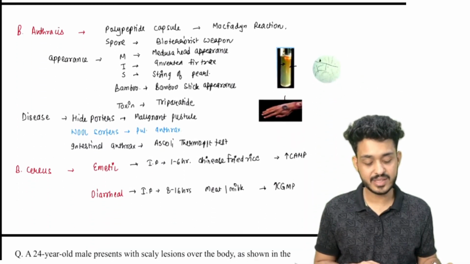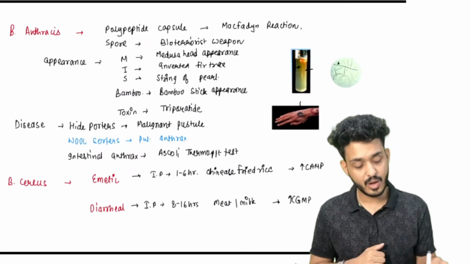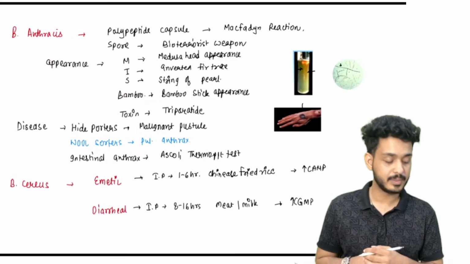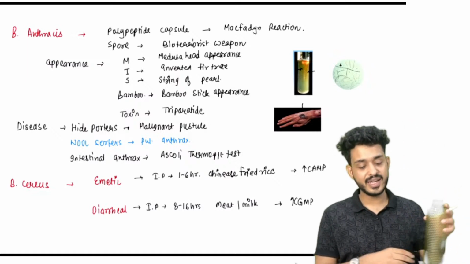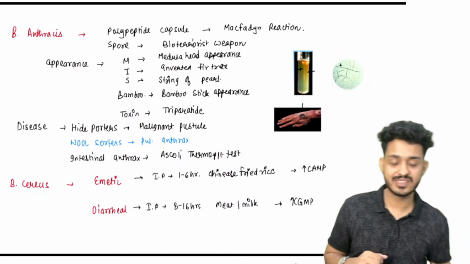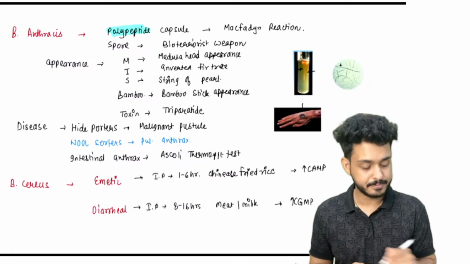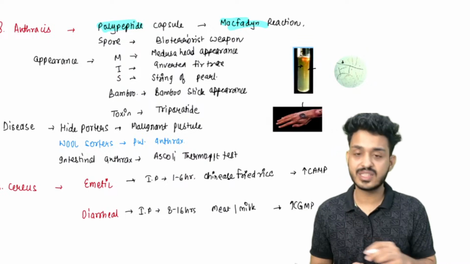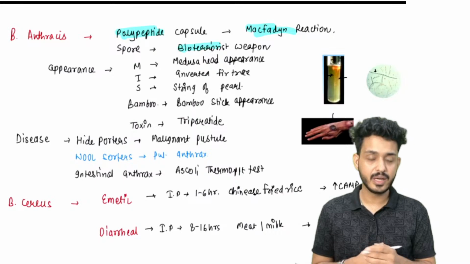Bacillus anthracis. Now let's see the important points that you have to remember about Bacillus anthracis. All other capsulated organisms will be having a capsule made up of what? Capsule is made up of polysaccharide. For all other organisms, the capsule is made up of polysaccharide. Here the capsule is made up of polypeptide. Okay, and the reaction that we are seeing here is known as McFadden's reaction. Spores can be used as a bioterrorist weapon.